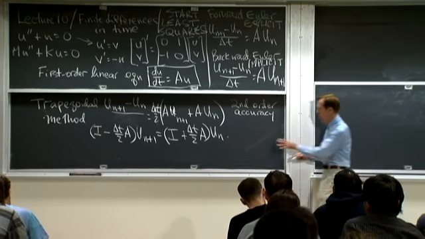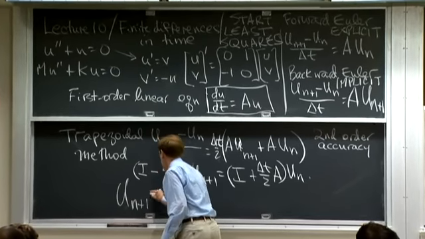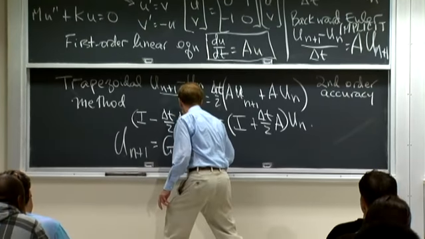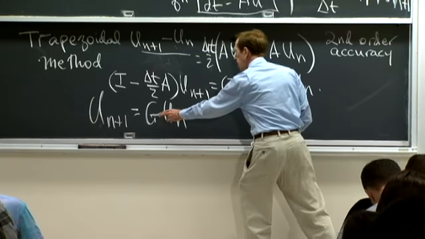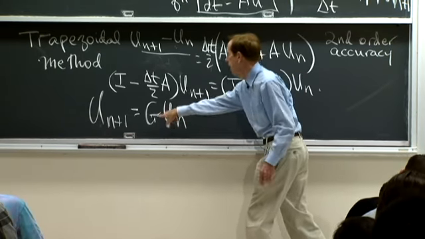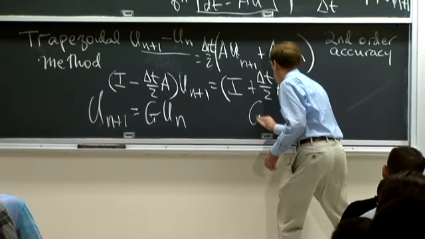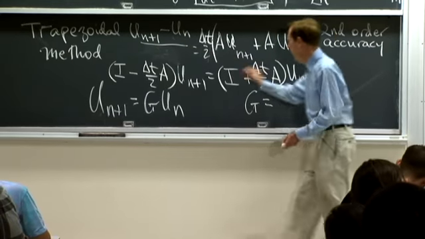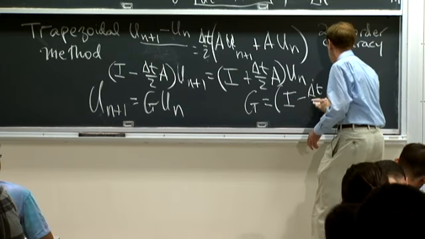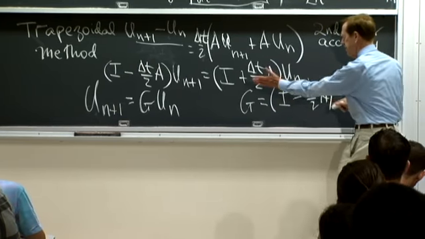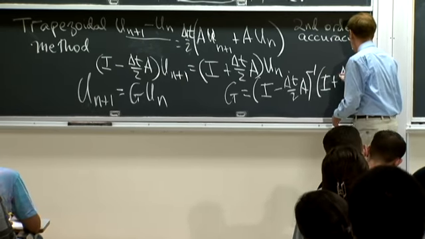Its growth factor, all I want to do is put everything on the right side of the equation. I want to write it in this form. So that G will be the growth matrix. And what is G? Well, I just have to invert that. This, I minus delta t over 2 A, the inverse of that, so that's the implicit part, and times the explicit part. Okay.